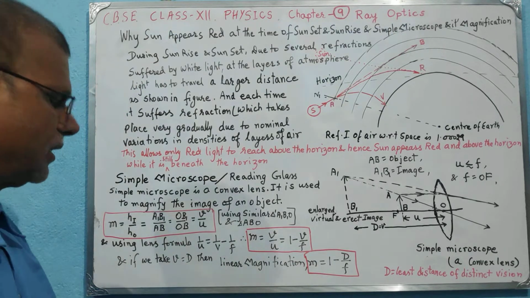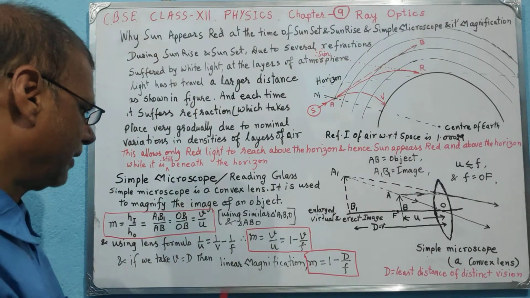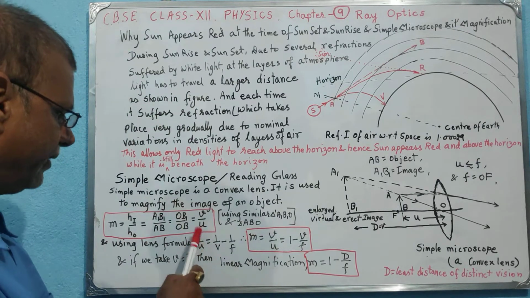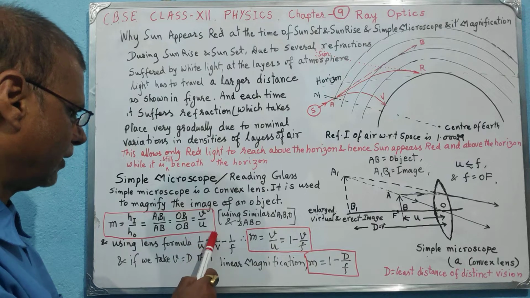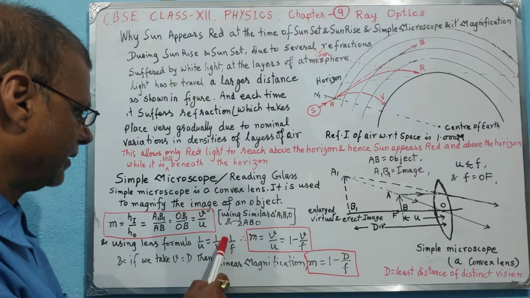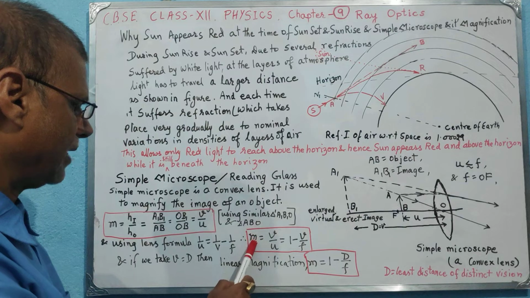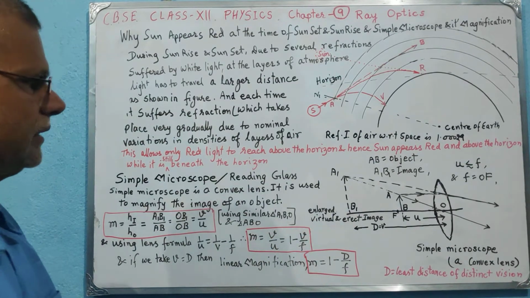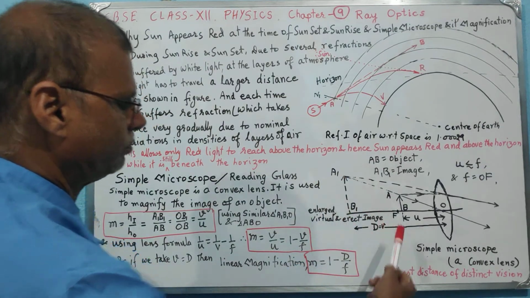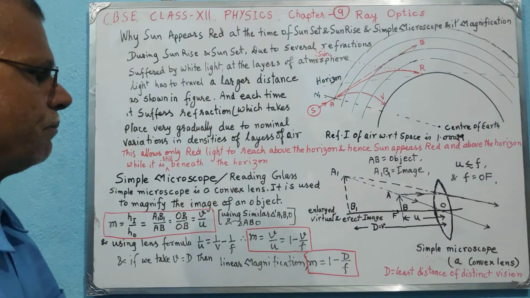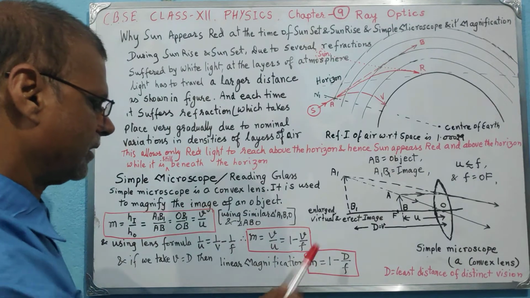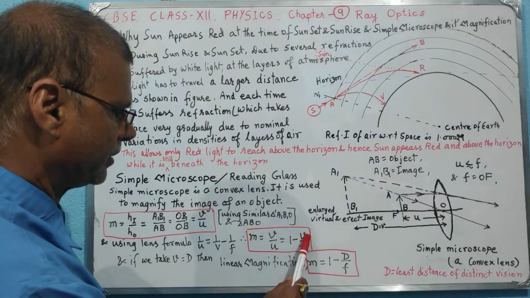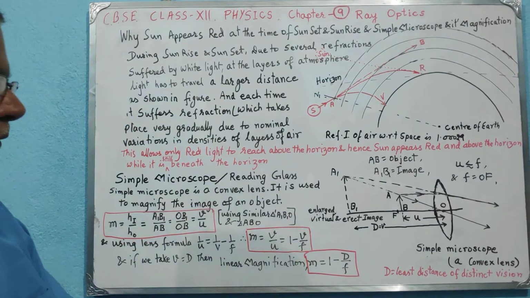From the lens formula we have 1 by U is equal to 1 by V minus 1 by F, and therefore if we multiply both sides by V, we have V upon U is equal to 1 minus V upon F. So we have magnification M equal to V upon U, that is 1 minus V upon F. But since we have taken the image distance to be equal to the least distance of distinct vision, we can write the magnification of the simple microscope as 1 minus D upon F. We have replaced V with the D value.